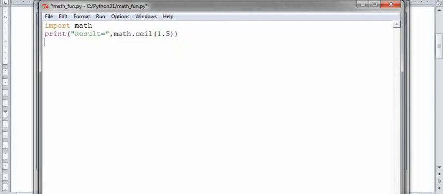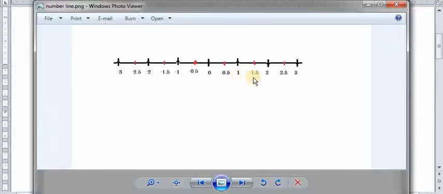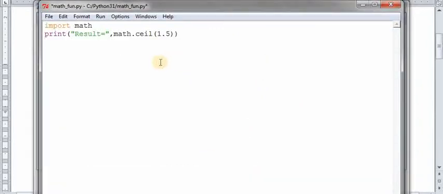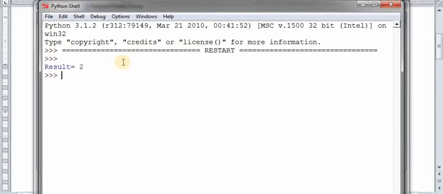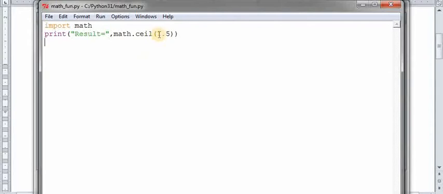It will return, now check on the number line, 1.5. So 1.5 is closer to 2. You should remember, whenever you use the ceil function, it always returns the right hand side value. So 1.5 is closer to 2, so it will return obviously 2. Let's check it, save the program and run it. It will return 2.